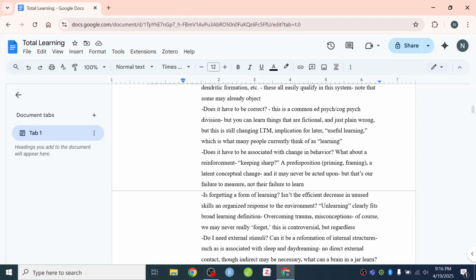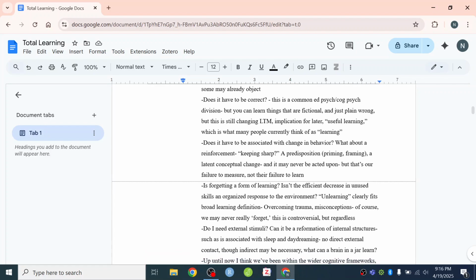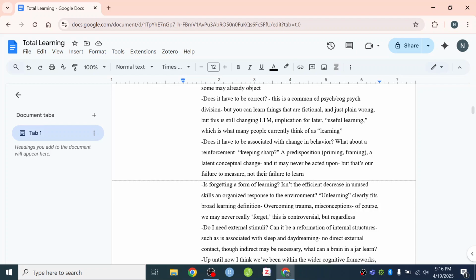And we can think about a similar principle applying to biological learning, learning in human beings. Forgetting should be thought of as a form of learning as well. Maybe a different form of learning, but a form of learning. Next question: do I need external stimuli to facilitate learning?